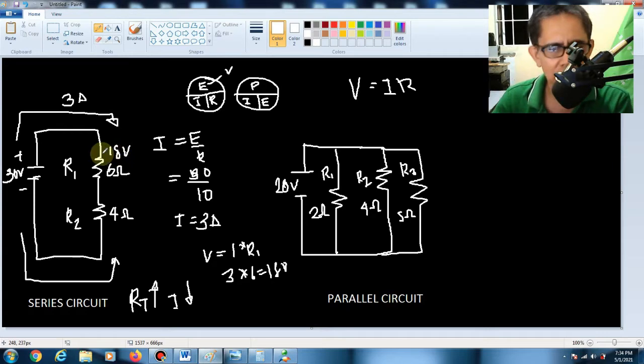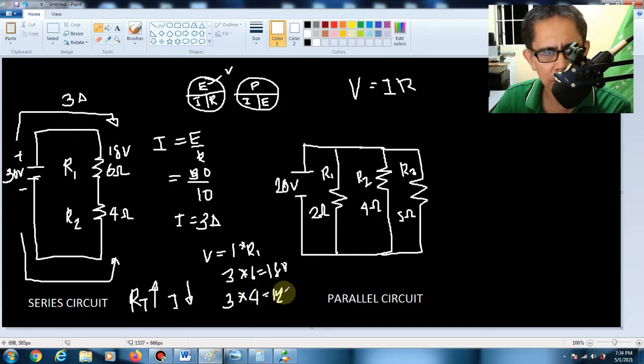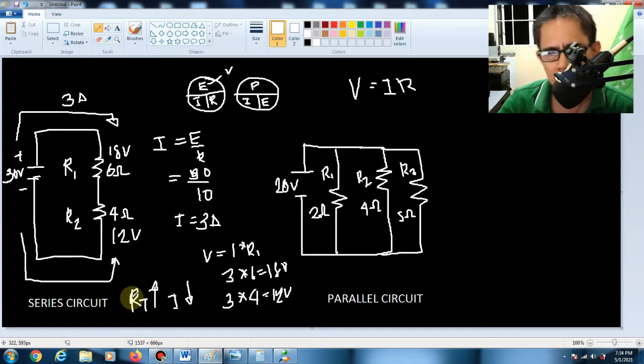Okay? So, pagdating naman sa R2, 3 amperes, multiply natin sa 4. So number 4, we have 12 volts. So dito sa 4 ohms, meron tayong 12 volts. So ibig sabihin yan, nagkaroon tayo ng voltage drop doon sa R1, yung 18 volts. Pagdating doon sa R2, is the 12 volts. Right? Okay, so leave natin yan.